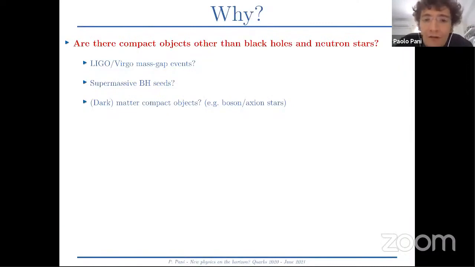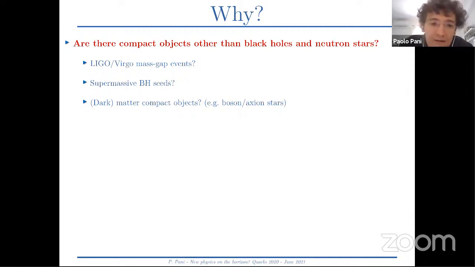And I think there are still very important motivations to do so, and let me just give you 3. The first one is that there might be other compact objects other than black holes and neutron stars in the universe. And in this respect, there are some hints maybe for something different from the standard astrophysical paradigm. For example, in LIGO Virgo data, there are some events populating the mass gap that should not be populated from standard formation scenarios in astrophysics, or also the problem of supermassive black hole seeds. So we don't know how to explain supermassive black holes at high redshift.